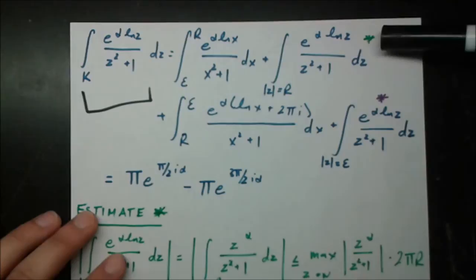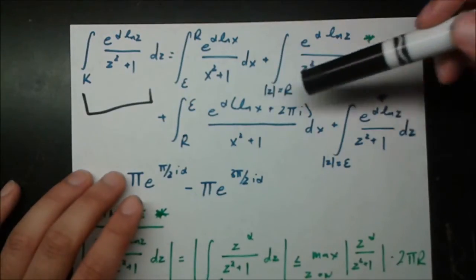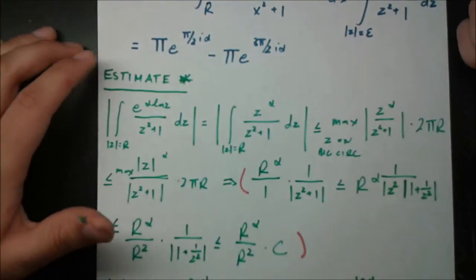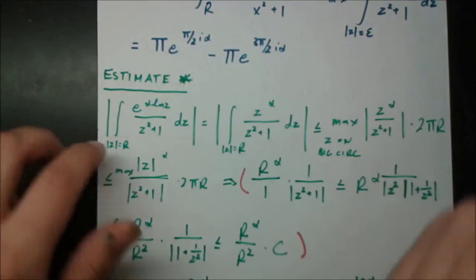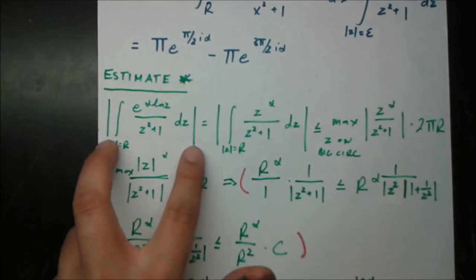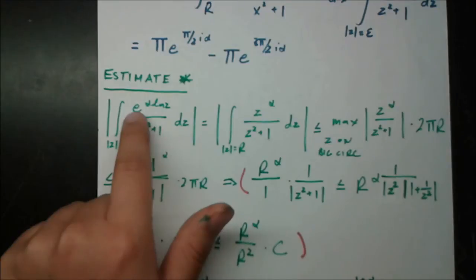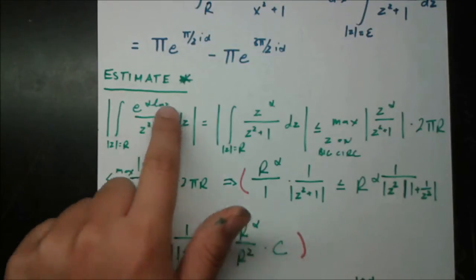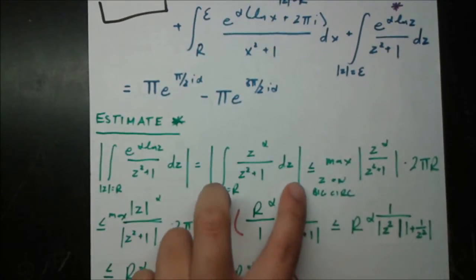The first estimate we'll do is of this integral right here, where modulus z equals r. So it's not too bad. We're just going to use the estimation formula again. So here we want to find the estimation for this integral. And I'm going to revert this e to the alpha natural log z back to its original form, z to the alpha. Okay, we want to find the estimate of this.